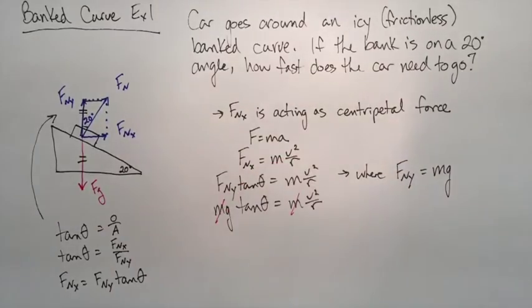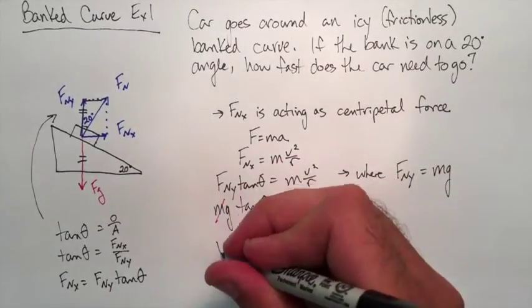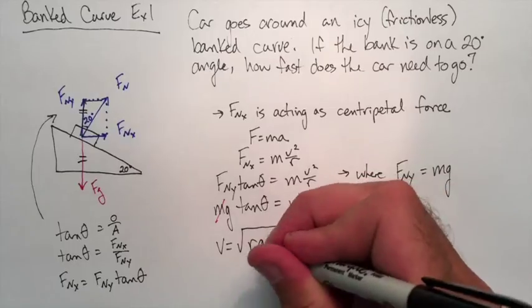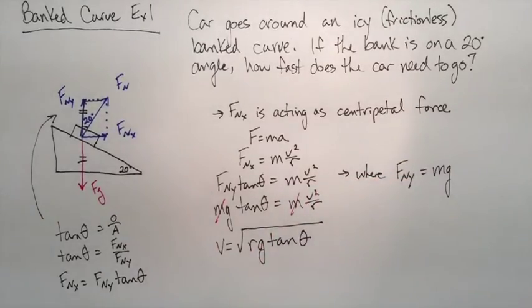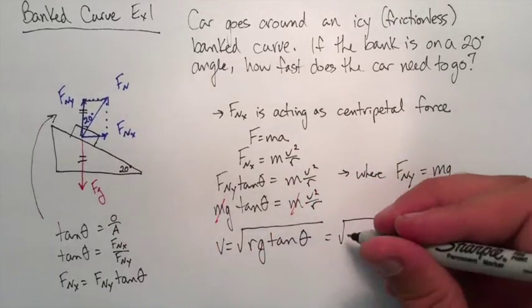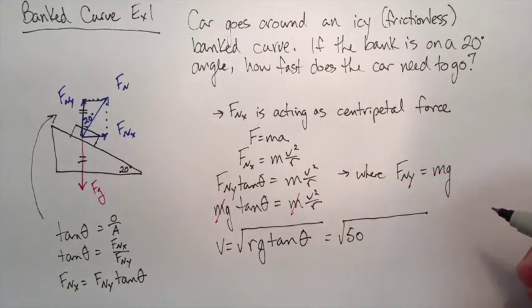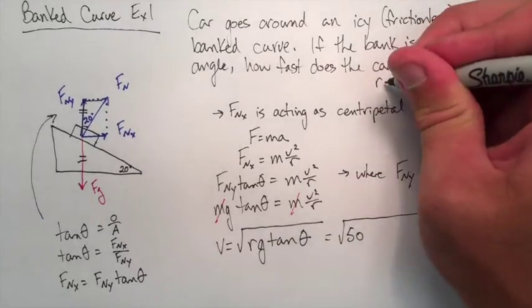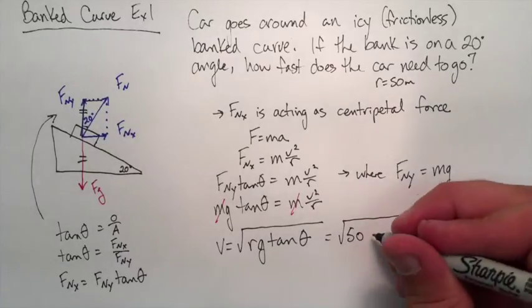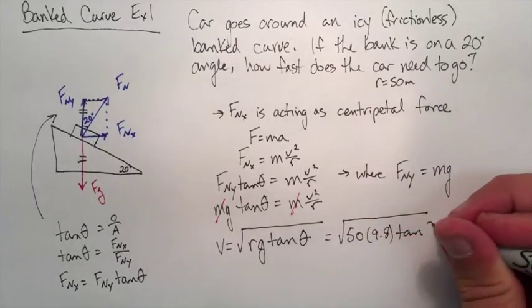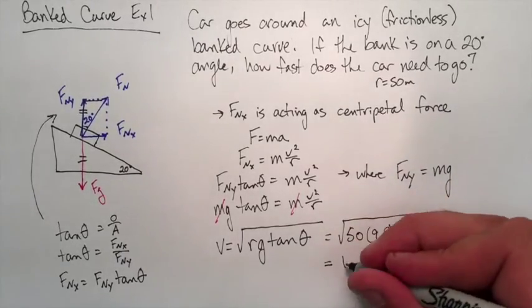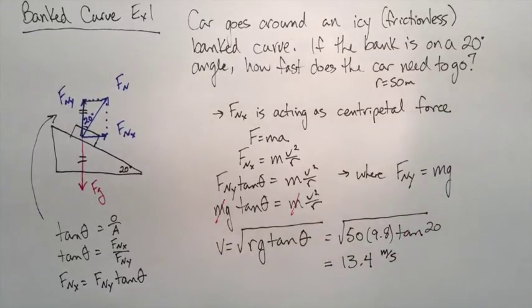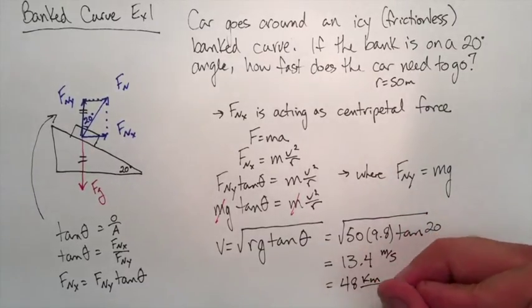Here again, the masses don't matter, so it actually doesn't matter how heavy that car is. We solve for v, so it's the square root of r g tan theta. As I said, the radius is 50. G is 9.8. And the angle will be 20 degrees, which gives us a velocity of 13.4 meters per second, or 48 kilometers an hour, which is reasonable for an on-ramp.